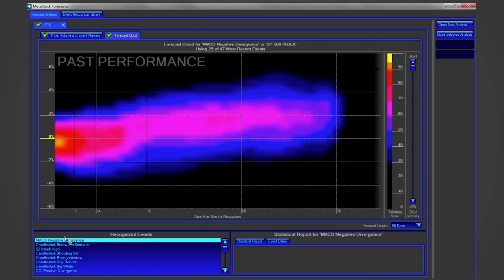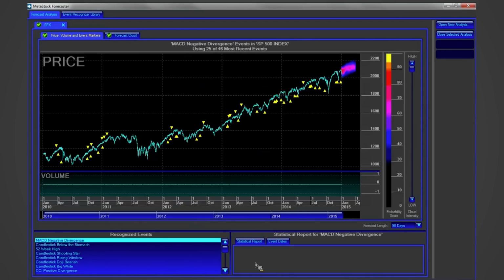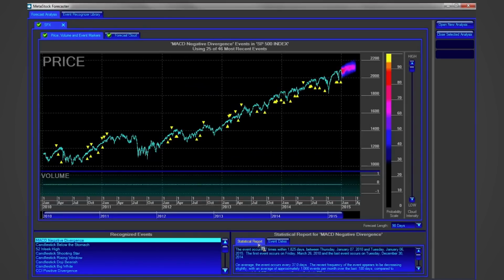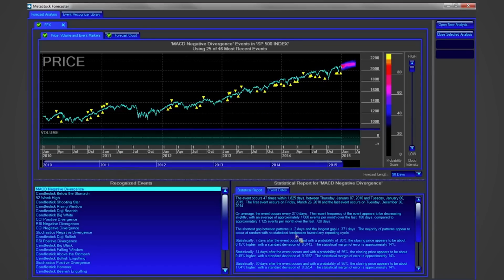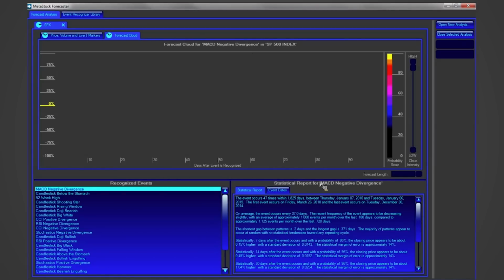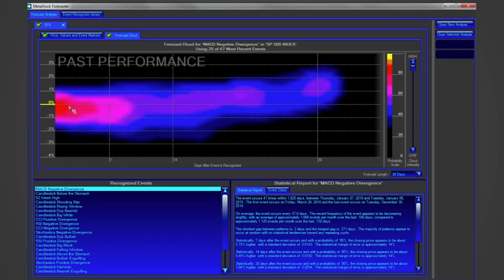Now you'll also get a statistical report down here that will show up. You can go to the events date, you can do the statistical report, and this will show you how often those events occur, what you want to see as a statistical probability. So 7 days after the event occurs with a probability of 95%, the closing price appears to be about 0.15% higher with a statistical margin of error of about 14%. So it helps give you a clear picture of what you're seeing in there. You can use the statistical report as part of your guidance. If you want to, you can also narrow down the cloud focus. So if you only want to see 30 days, you can use that as a little more clear view as well.